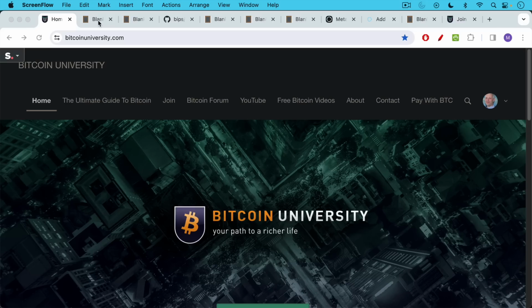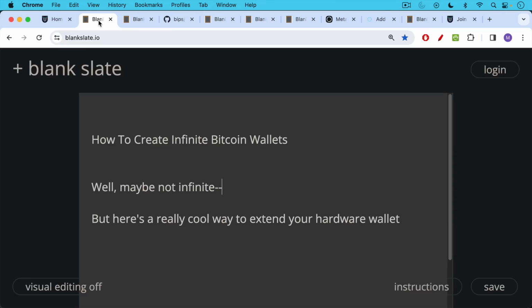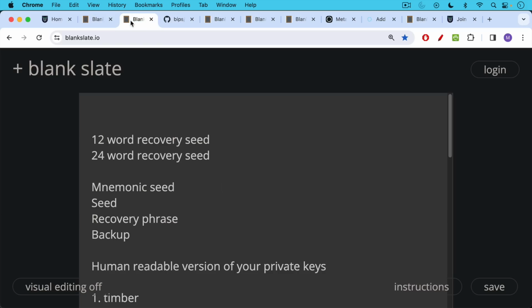This is Matthew Cratter from Bitcoin University, and today I want to teach you how to create infinite Bitcoin wallets. Well, maybe not infinite, but here's still a really cool way to extend your hardware wallet. So we're sort of continuing this series that we've been doing over the past few days.